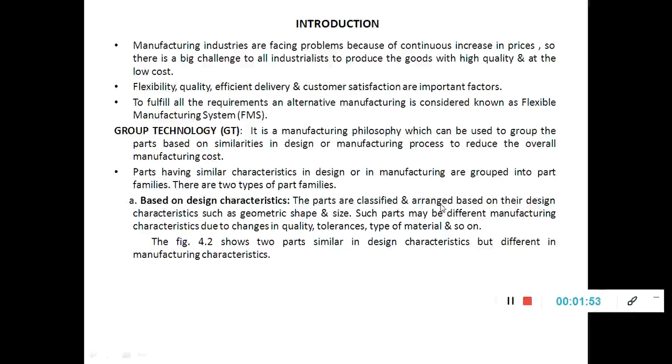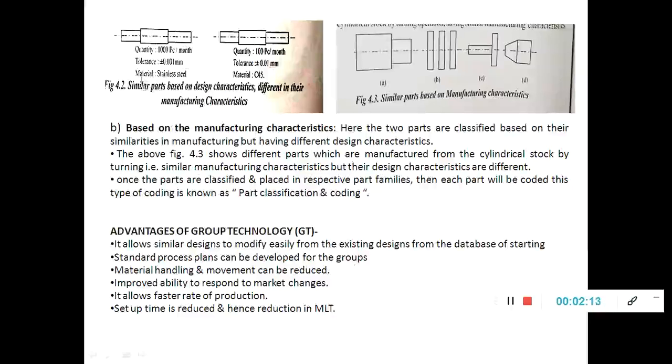There are two types of part families. One is based on design characteristics. It means the products which are similar in design characteristics are known as design-characteristics-based part families. With a small example I'll explain here. See this figure 4.2. There are two jobs. Both designs are the same, but the material is different. Here it is stainless steel, and here it is material C45. So these come under the design characteristics.